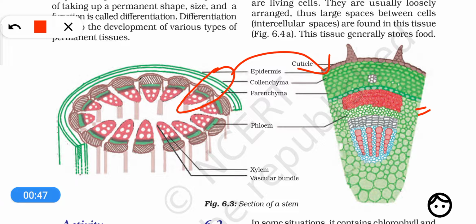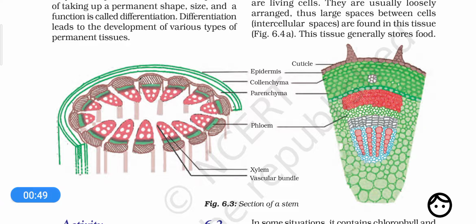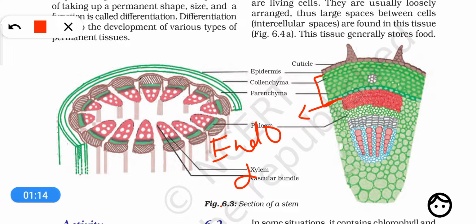First of all, there is the epidermis, which is the outermost layer of cells in any plant part. Now inside the epidermis there is a tissue known as cortex. The internal layer of the cortex is called endodermis. So we can say that the cortex is from epidermis to endodermis.